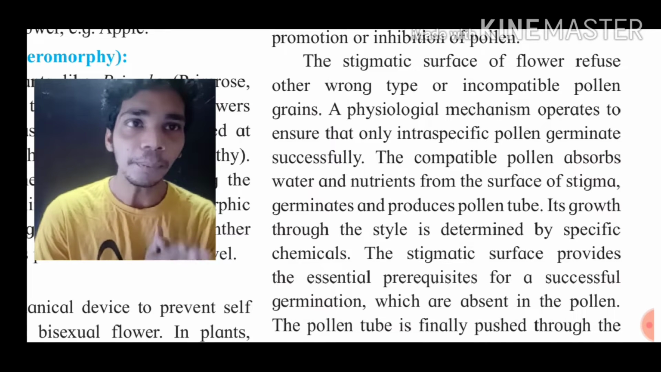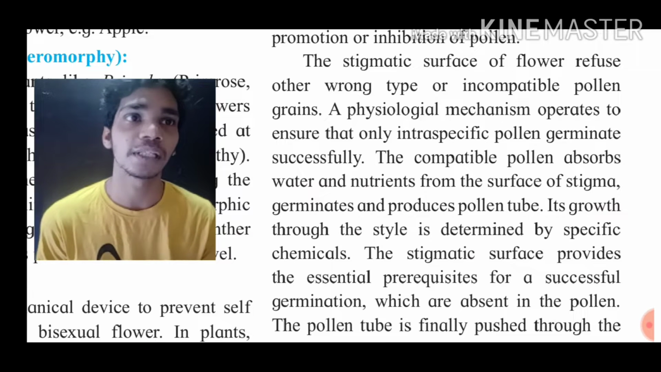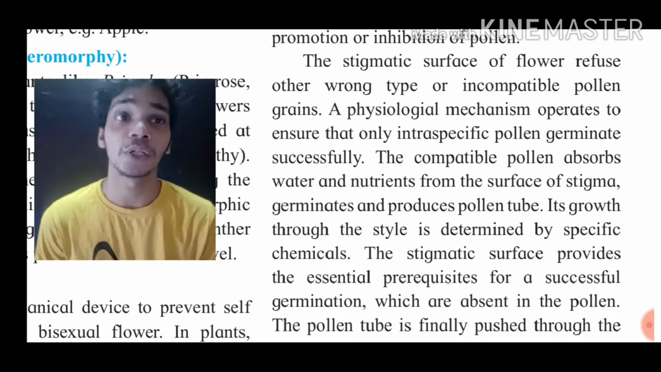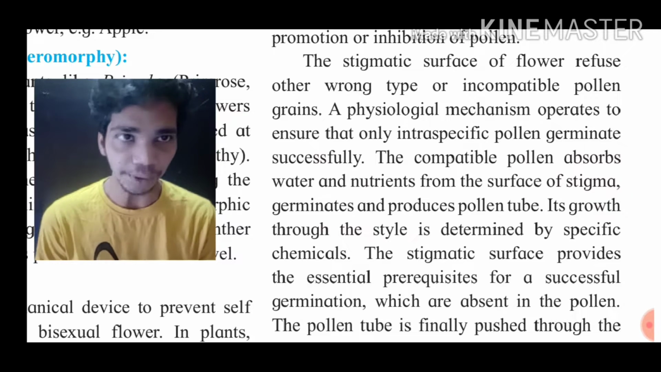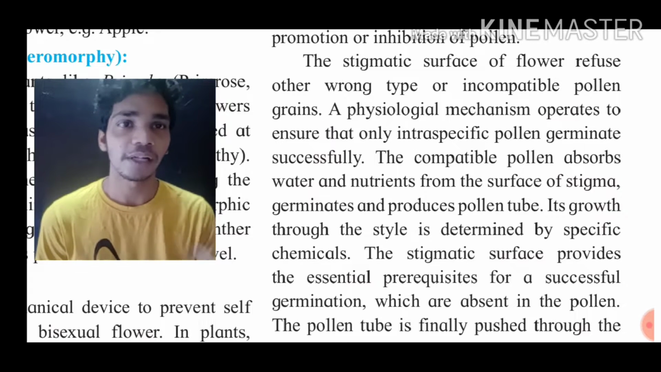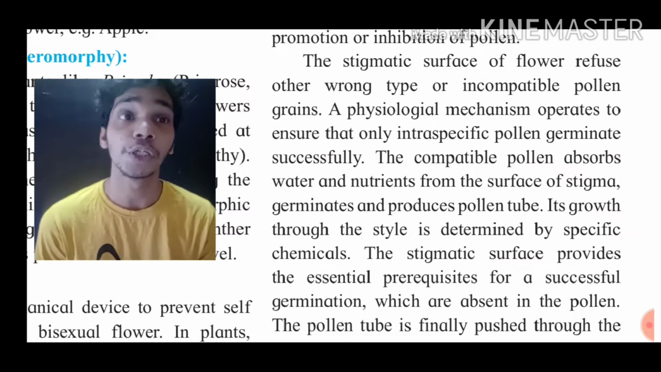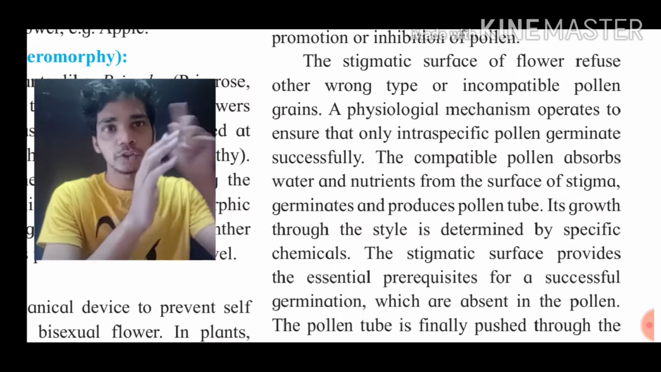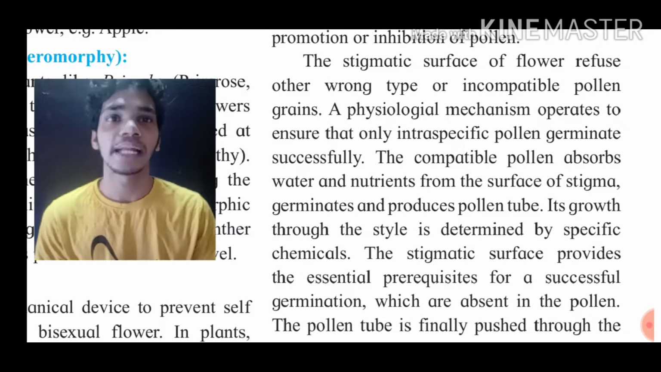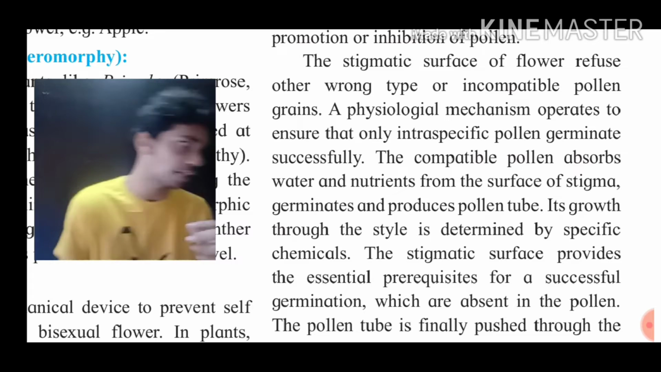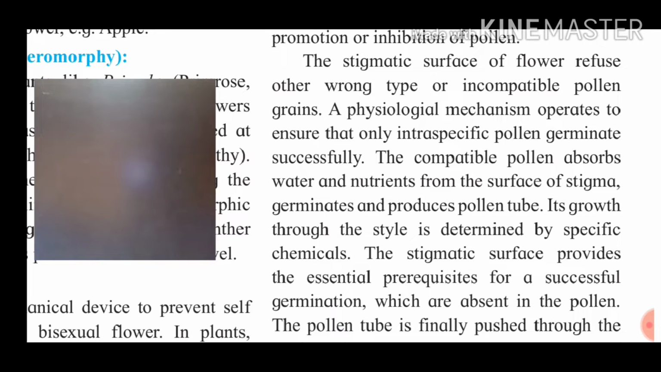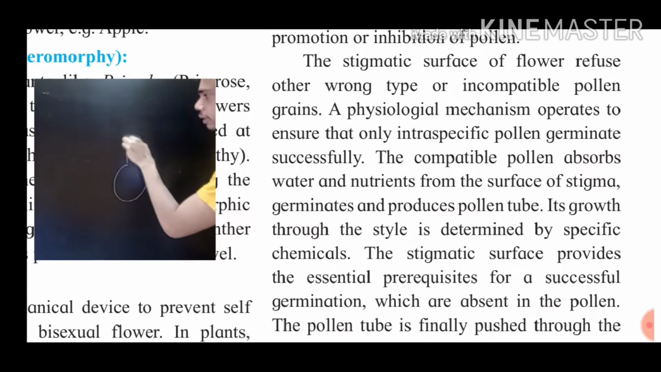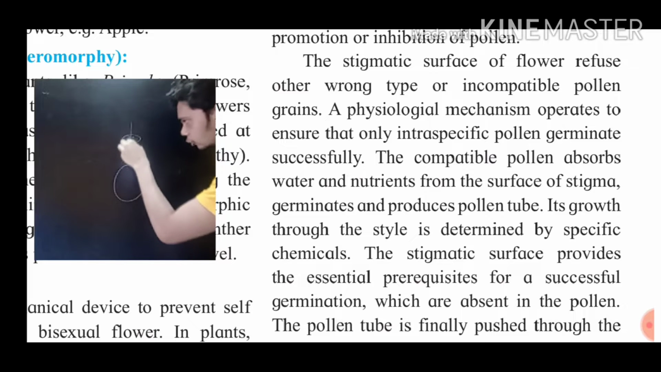The compatible pollen absorbs water and nutrients from the surface of the stigma. So whenever the pollen grains get deposited on the stigma, they absorb water and nutrients from its surface, which further leads to germination and produces the pollen tube. Its growth through the style is determined by specific chemicals. So once the deposition takes place, we can understand it like this. If this is a structure and the pollen gets deposited over here, then it has to travel.